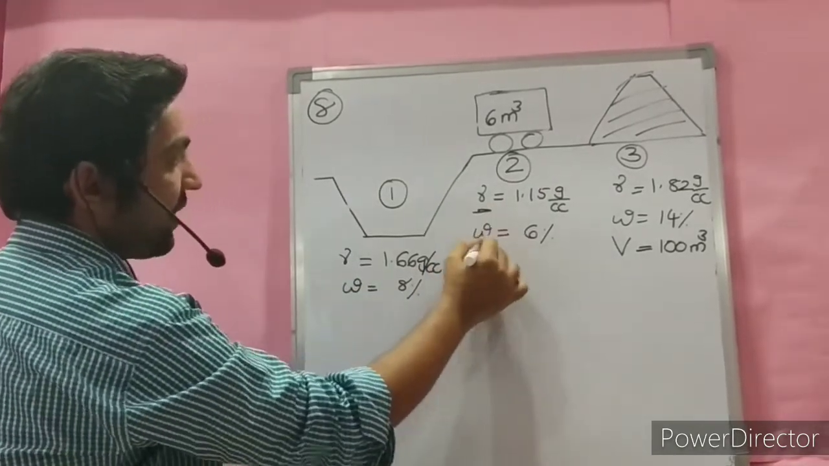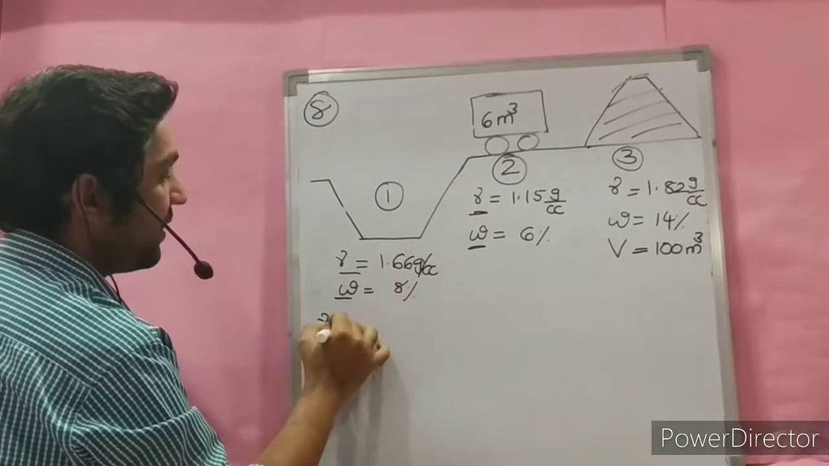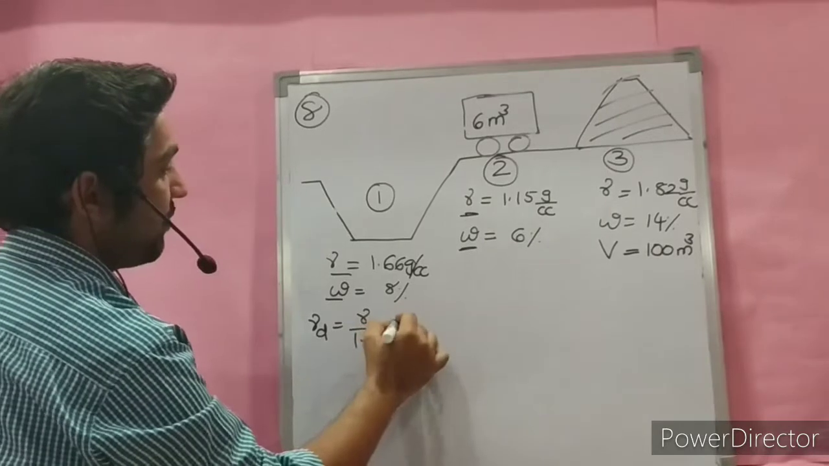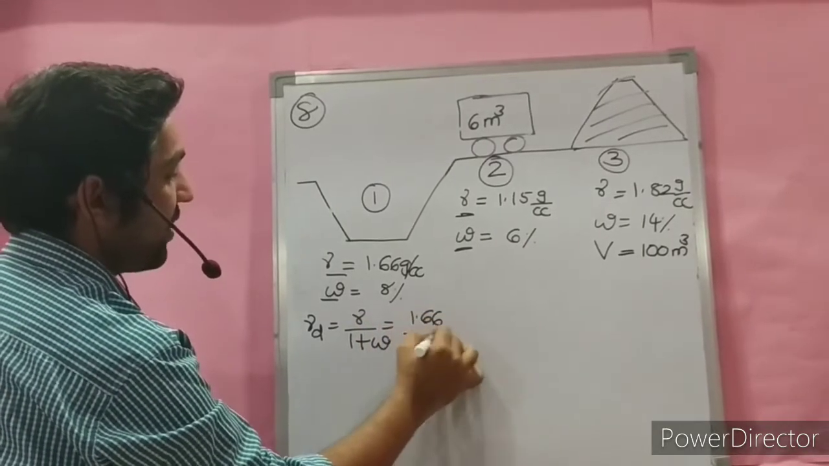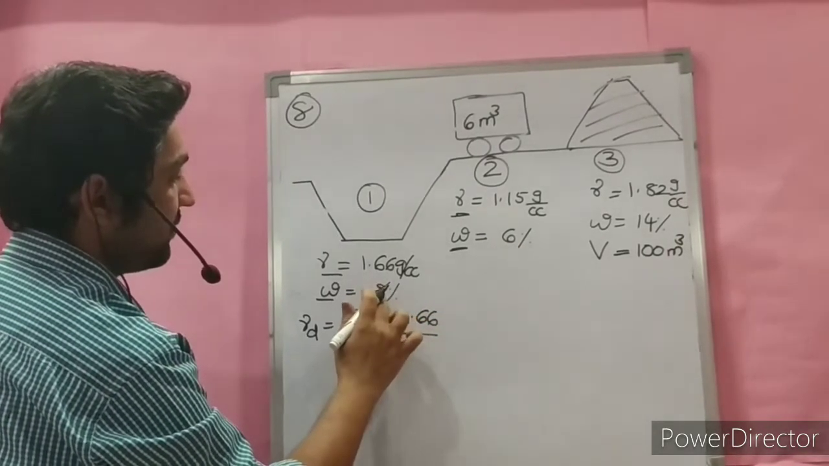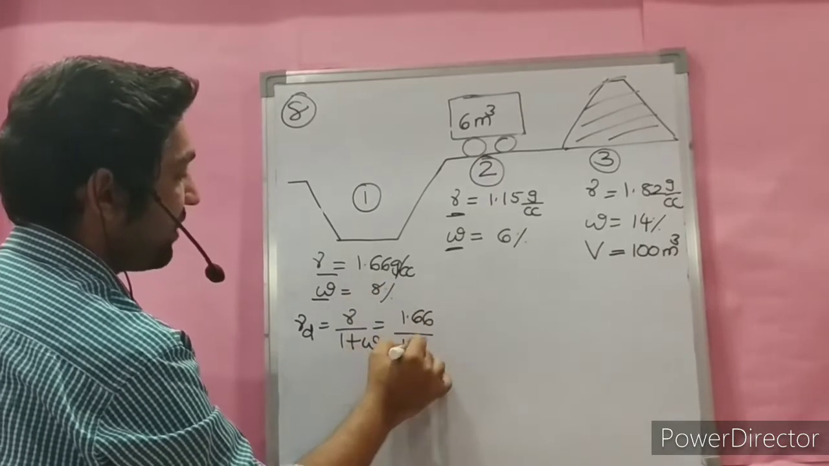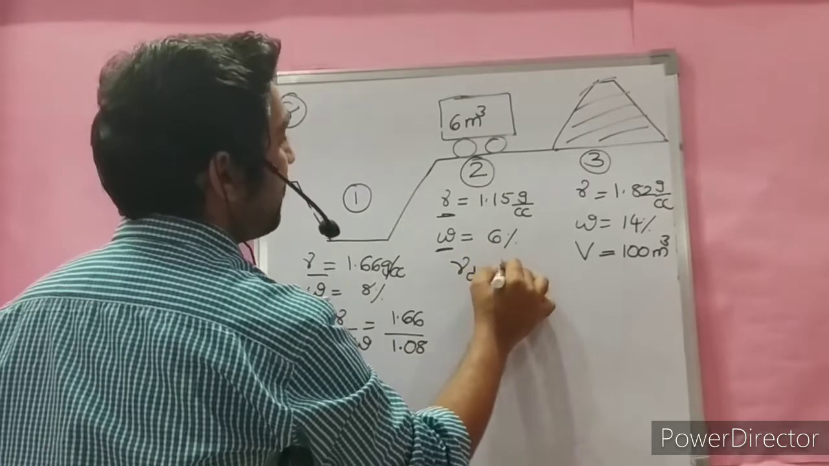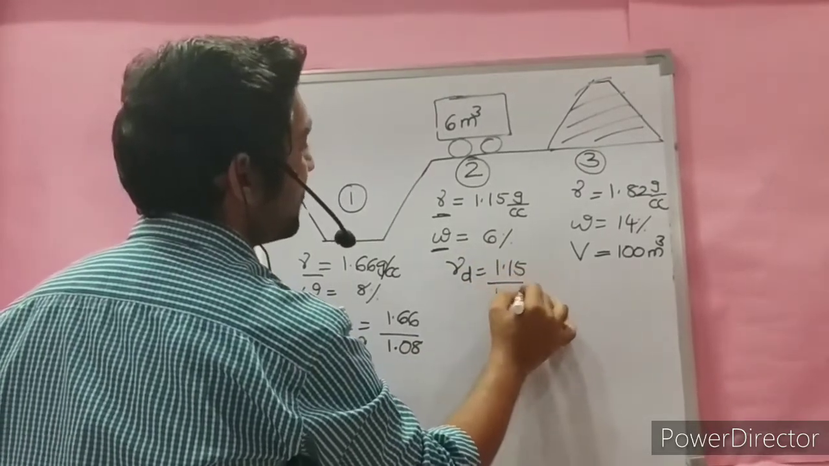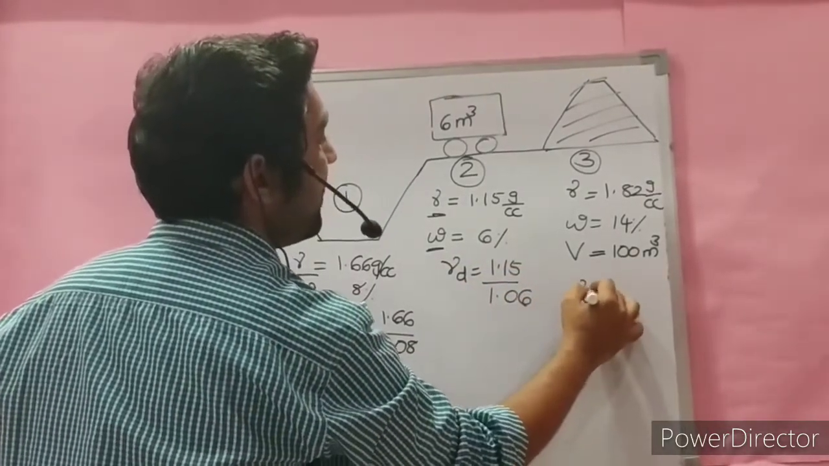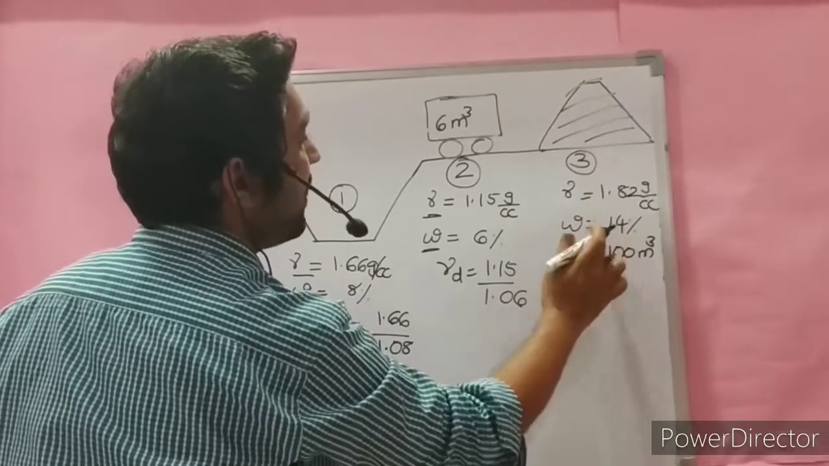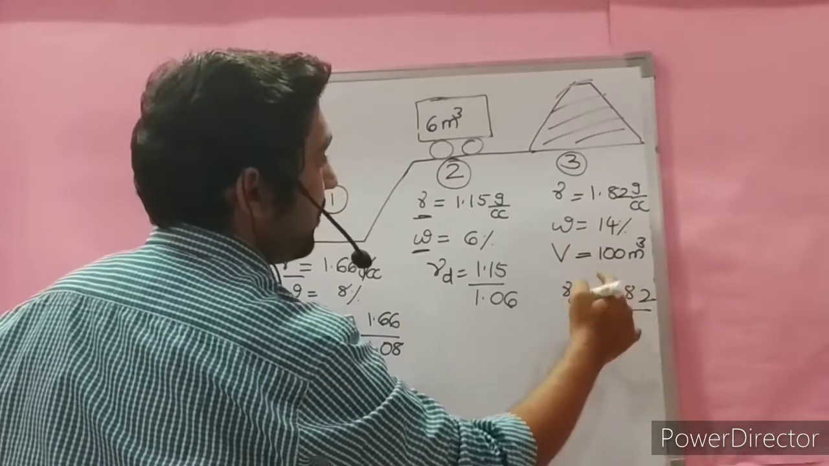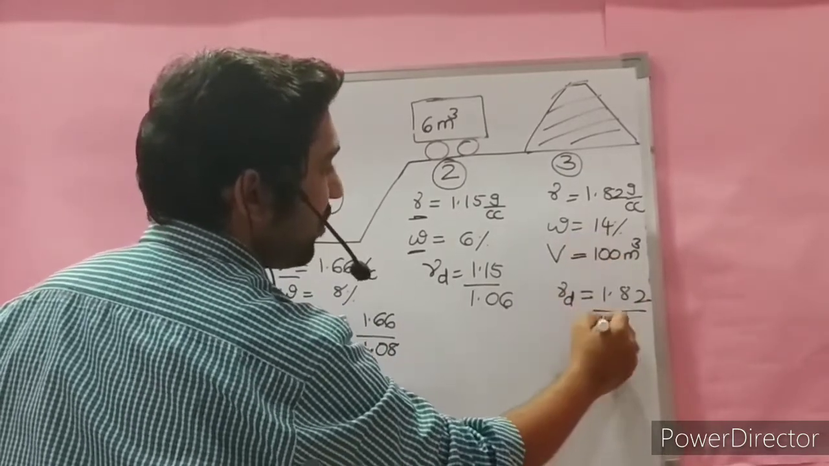Whenever gamma and water content are there, you can go for gamma D: gamma bulk by 1 plus water content. 1.66 by 1.08, that is 1.8% meaning 0.08. Here gamma D comes to be 1.15 by 1.06. Gamma D is gamma bulk by 1 plus water content, 1.82 by 1 plus 14%, meaning 0.14, so 1.14.